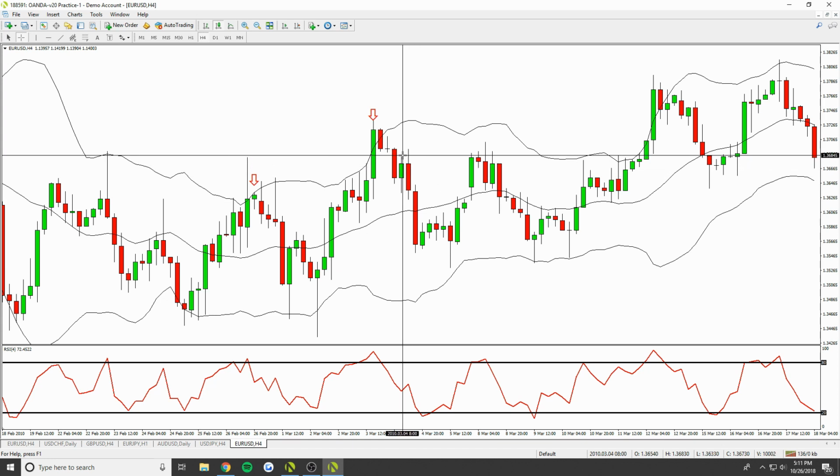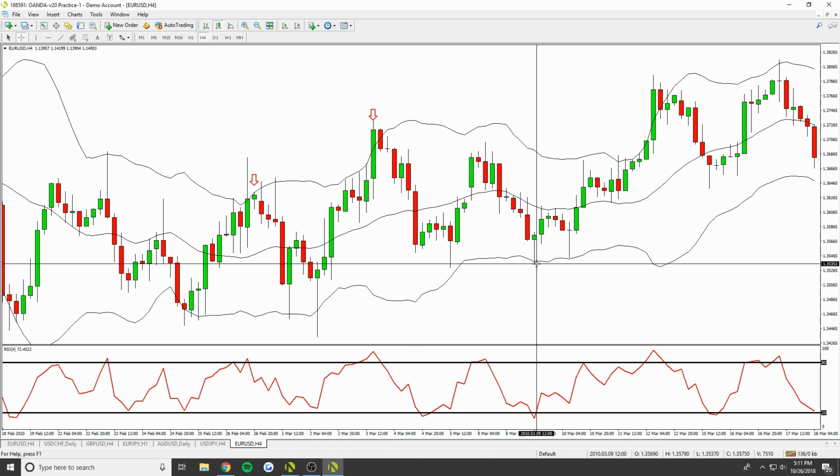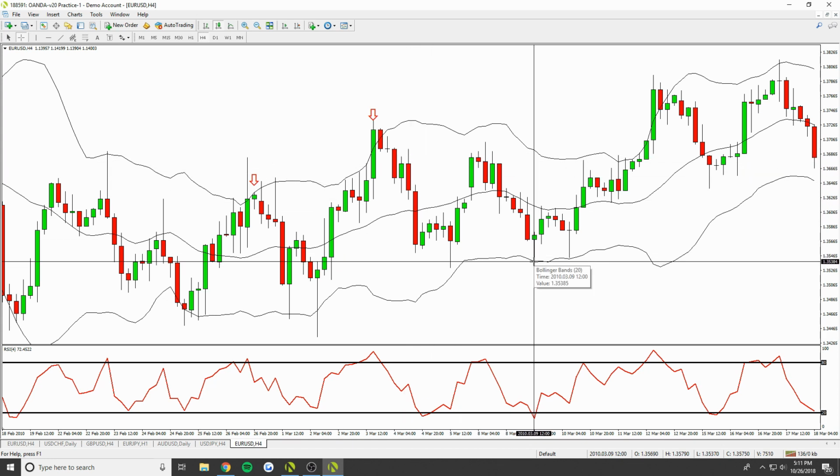So let's go ahead and find another one. Here we didn't close below. We did get a stab through the lower Bollinger Band, but we didn't quite close. And our strategy is only when it closes below.